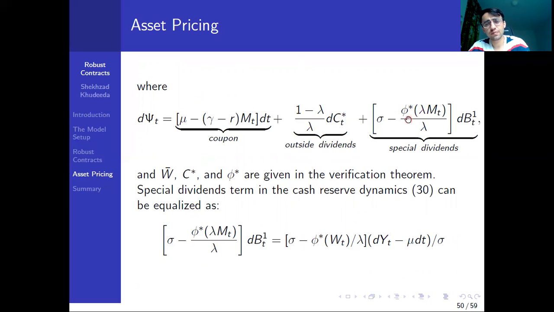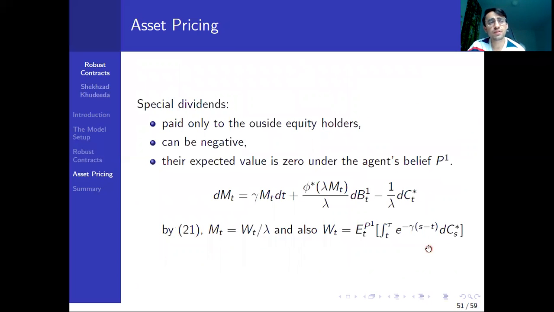The special dividends term can be equalized to this term. Special dividends can be paid only to outside equity holders and can also be negative, and their expected value is zero under the agent's belief probability measure PA. The dynamics of the cash reserves can now be written in the following way.